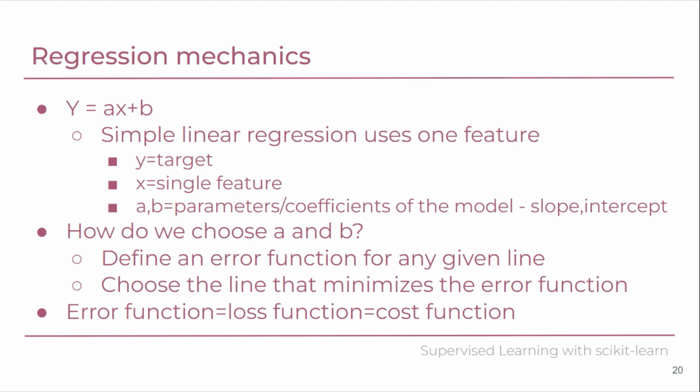So how do we accurately choose values for a and b? We can define an error function for any given line and then choose the line that minimizes this function. Error functions are also called loss or cost functions.